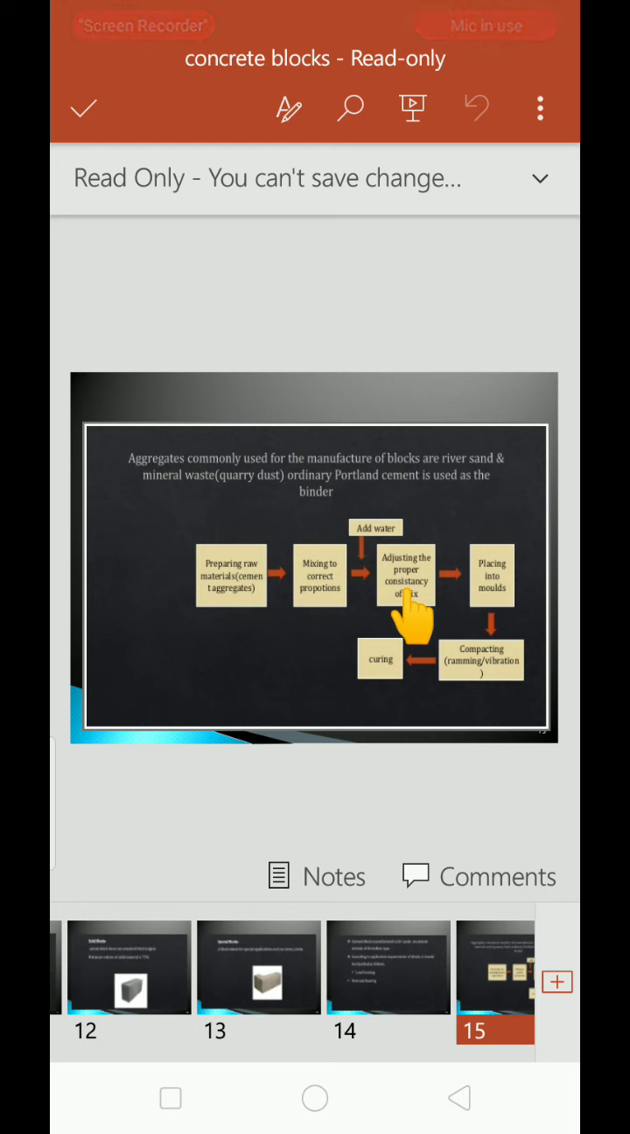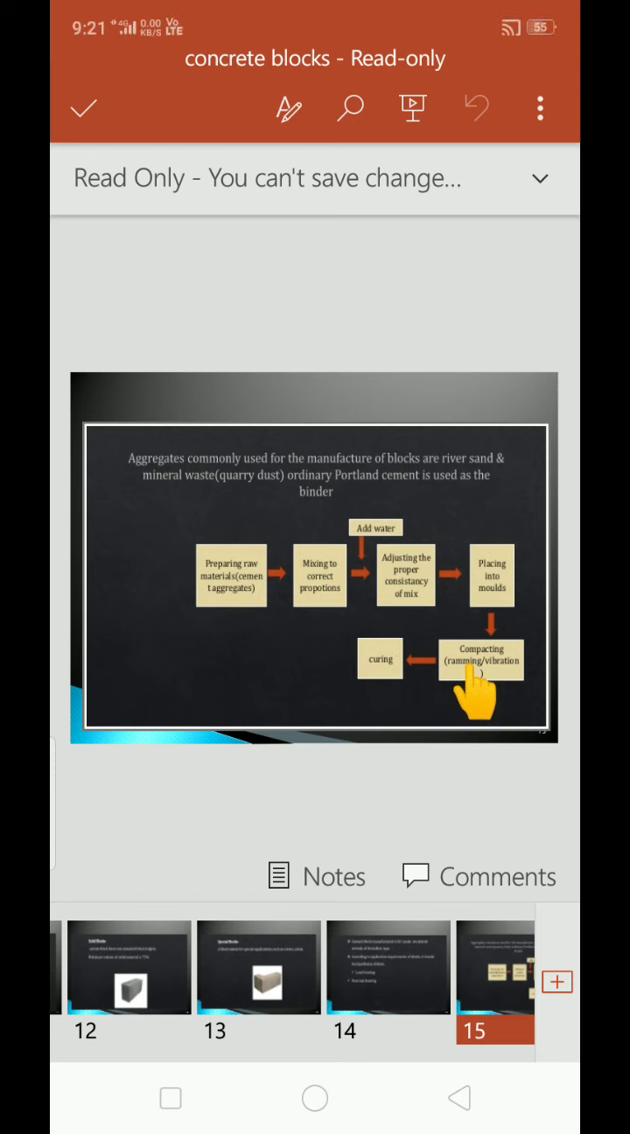Consistency is nothing but adding the water. For workability, to check the workability, we need these things. Then placing into a mold, we will place this mixture in the mold, then compacting, ramming, means if any extra voids are present in that mold, we have to remove them. Otherwise honeycombing will appear.